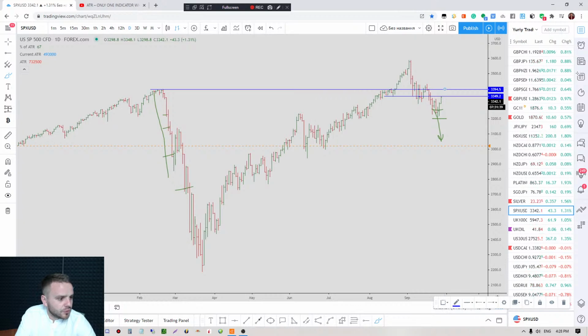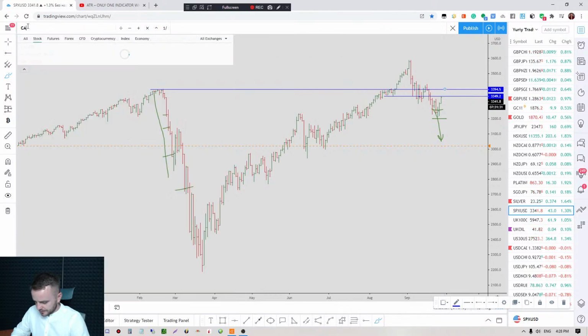Entry range for gold, US 30, Nasdaq. Okay, let's do. Many of you asked about British pound, Canadian, Japanese yen. Some of you ask me about.